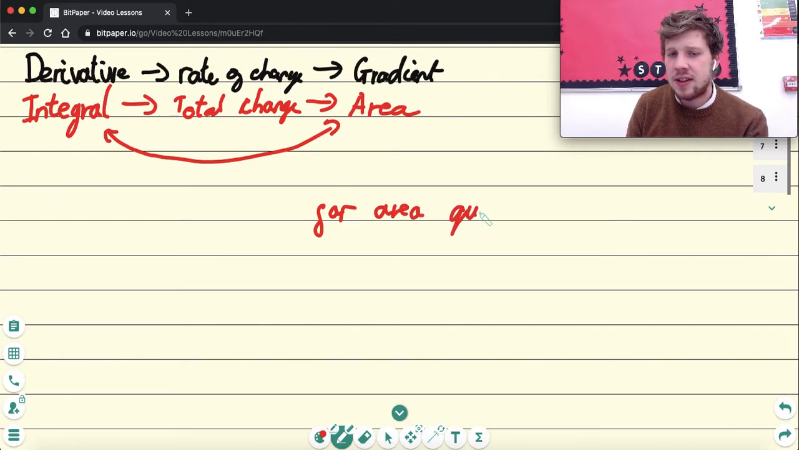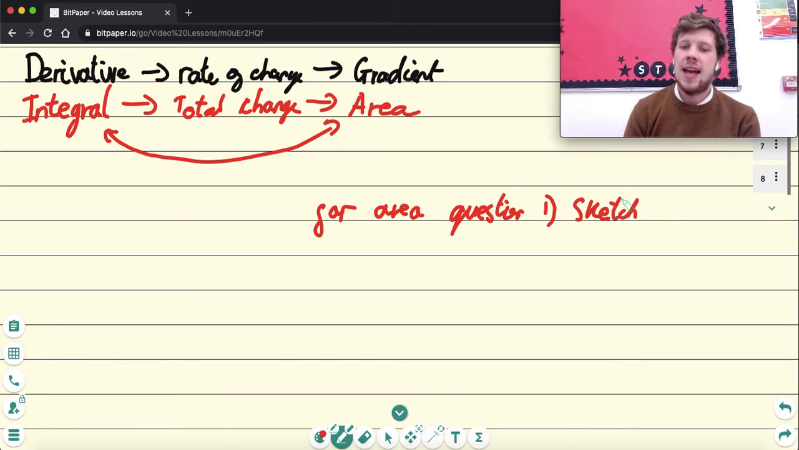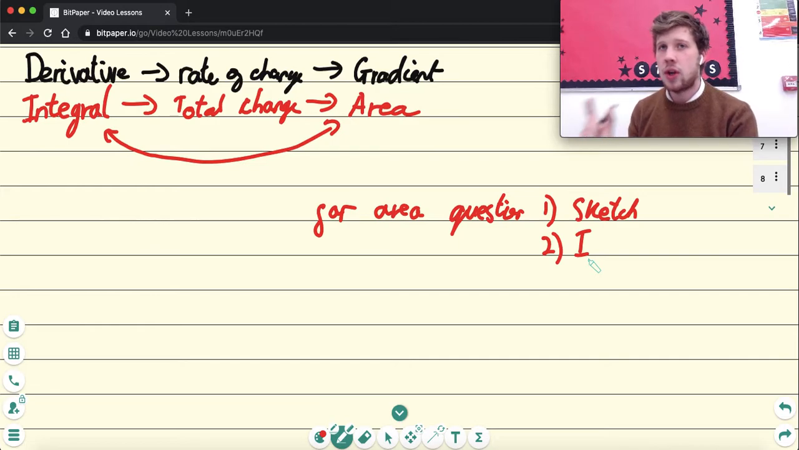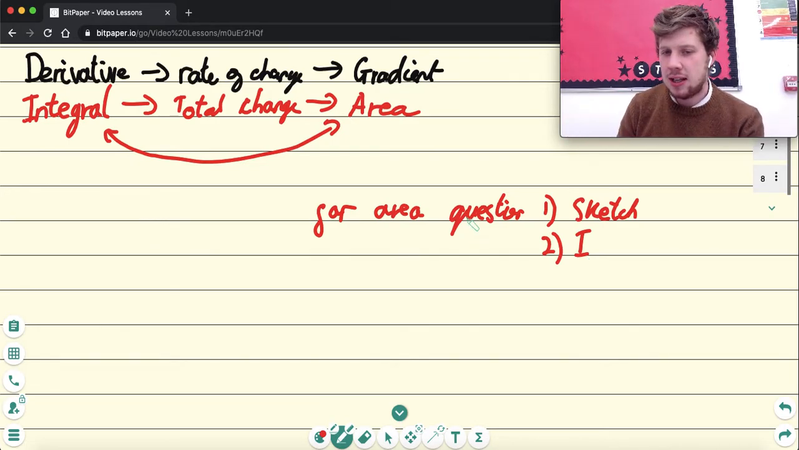So, whenever I'm asked an area question, I want to sketch it. If it's tricky, draw a picky. Every single time, I'm going to sketch it. The next thing I'm going to do is identify my integral. I'm going to identify what I'm integrating. I'm going to identify what bounds I'm stuck by. So I'm going to identify my integral.